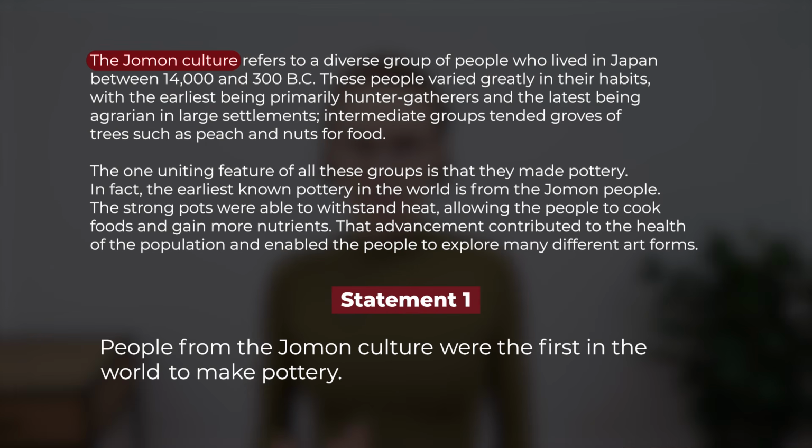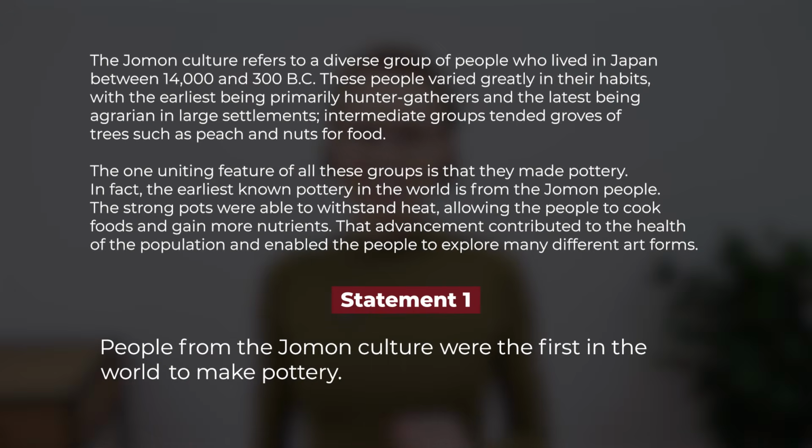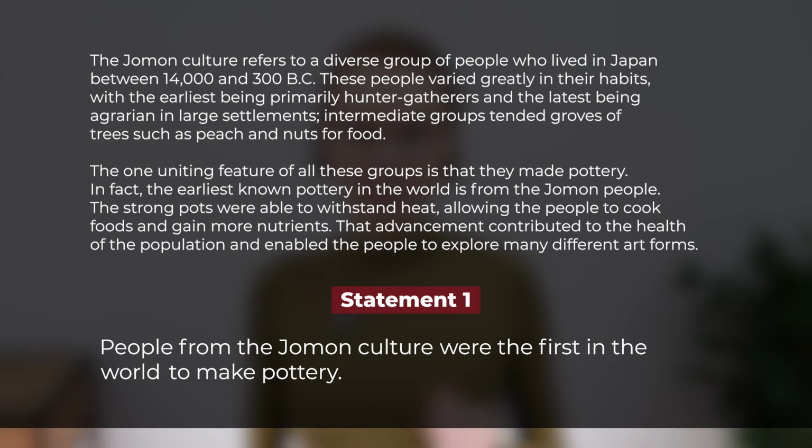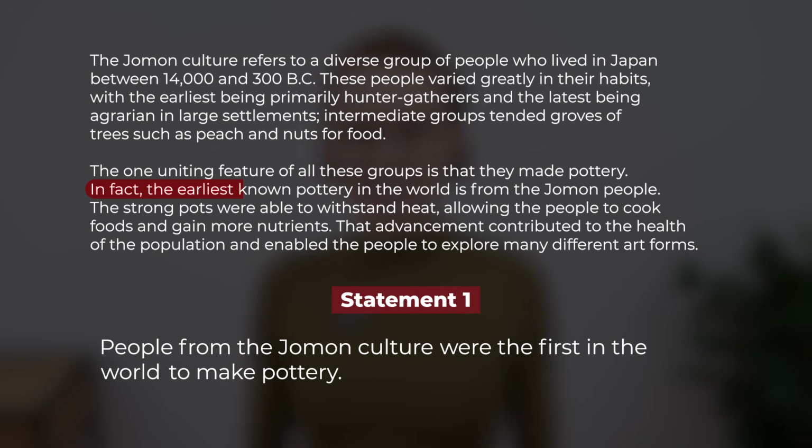The keyword German culture appears in the first sentence, but it isn't helpful because the sentence defines the term and shows that they lived a long time ago, but it doesn't say anything about being the first in the world to make pottery. So we need to keep looking. Next, you can see that they definitely all make pottery since it's one uniting feature. Again, this gives you good information, but doesn't show for sure that they were the first. So we have to keep reading. In fact, the earliest known pottery is from the German people.